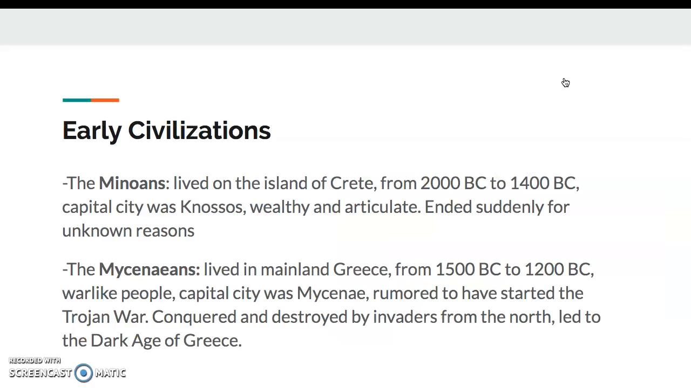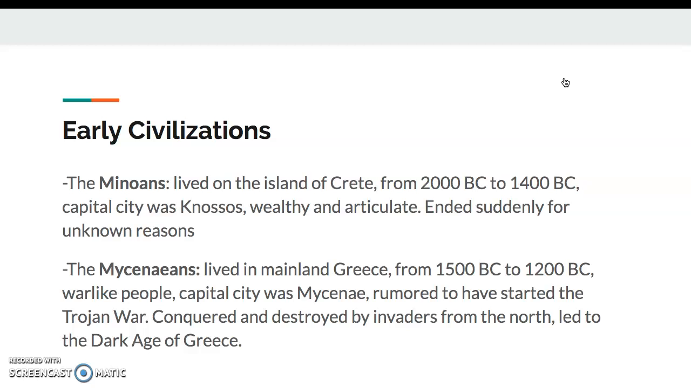Here we go. Early civilizations. There are 2 of them, the 2 main ones. The Minoans are going to live on the island of Crete from about 2000 to 1400 BC. Capital city is going to be Knossos, known throughout the region as being very wealthy and articulate, and all of a sudden they disappeared, ended suddenly for unknown reason. Could have been war, could have been flood, could have been earthquakes, famine, drought. We don't really know. We just know that all records of them kind of stops from that time period.